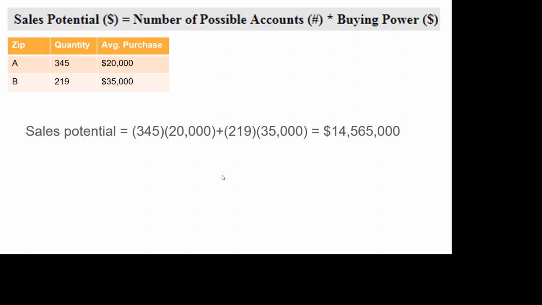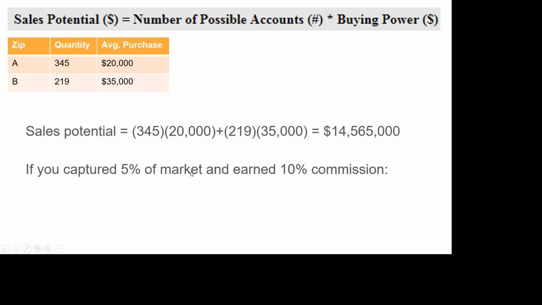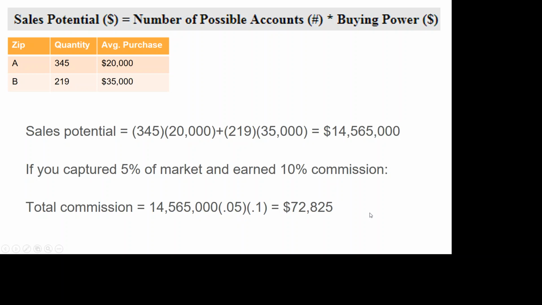So the question is, what does this mean for compensation for the salesperson? We're going to talk about compensation a good bit in just a bit, but I will tell you in this particular situation, as an example, if your commission was 10% on sales and you captured 5% of the entire market, you would end up with a total commission of just short of $73,000. So you take the total sales potential, multiply it by the percent of that sales potential you captured, multiply that times your commission, you get $73,000. Good salary. If they have a flat salary component on top of that, you would just add to that and the number would be even higher. So for those who want to go into sales, you have to think about this: what is the potential amount of money I can make? Obviously, that's important, right?